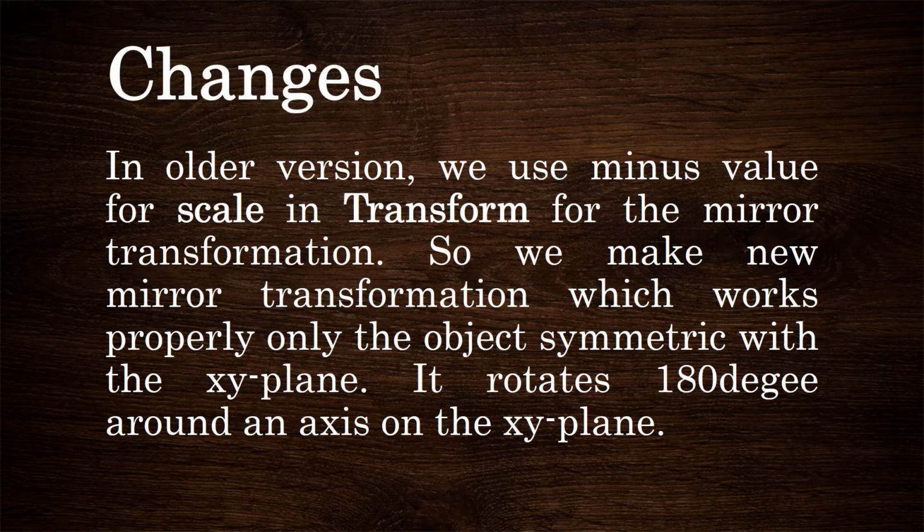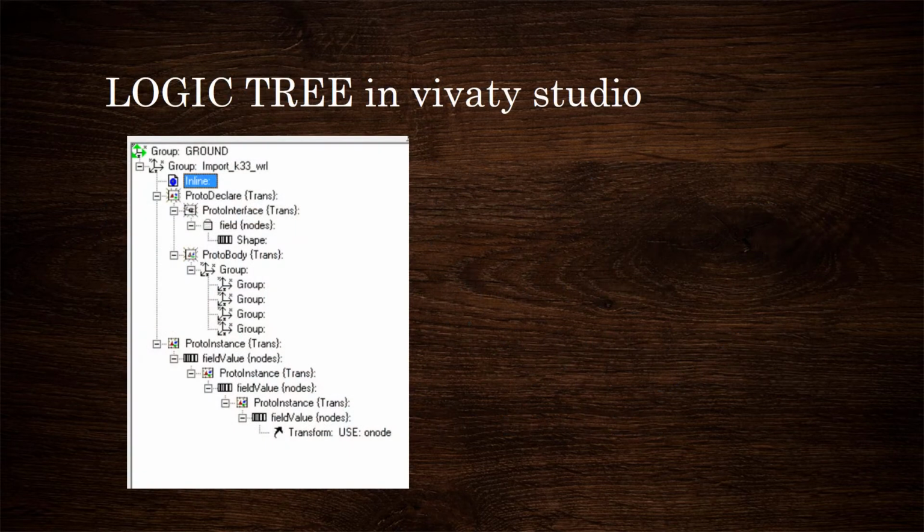In the older version, we use a minus value for scale in transform for the mirror transformation. So we make a new mirror transformation which works properly only for an object symmetric with the XY plane. It rotates 180 degrees around an axis on the XY plane. Now this is something which is written by Sho Hosoda. I'm not getting the meaning.